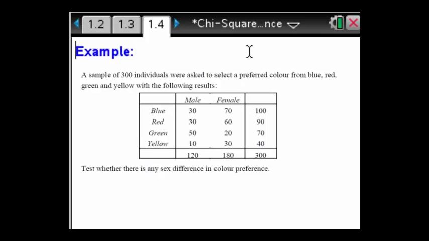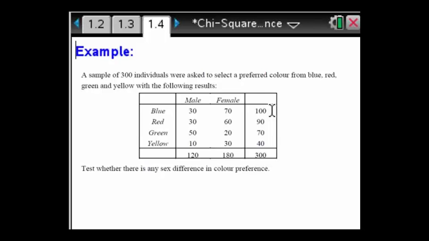So here is an example. It's pretty likely that in the exam those marginal totals, in other words the row totals and column totals, won't be published, but that's okay. Here we have a situation where a sample of 300 individuals were asked to select a preferred colour from blue, red, green and yellow, with the following results.